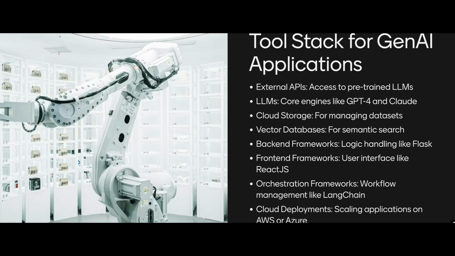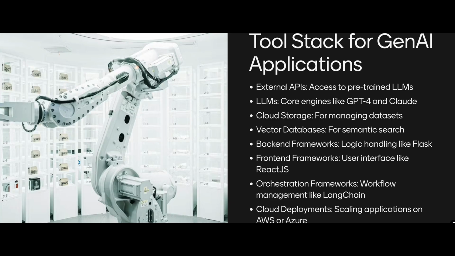Let's begin with the tool stack required for building a GenAI application. As we discussed in the last video, level 3 applications are production-grade systems that include several components. Here is the breakdown. First thing, external APIs. These can be OpenAI or Hugging Face APIs, or APIs of datasets or external search APIs, so that these datasets can be included in the LLM applications.